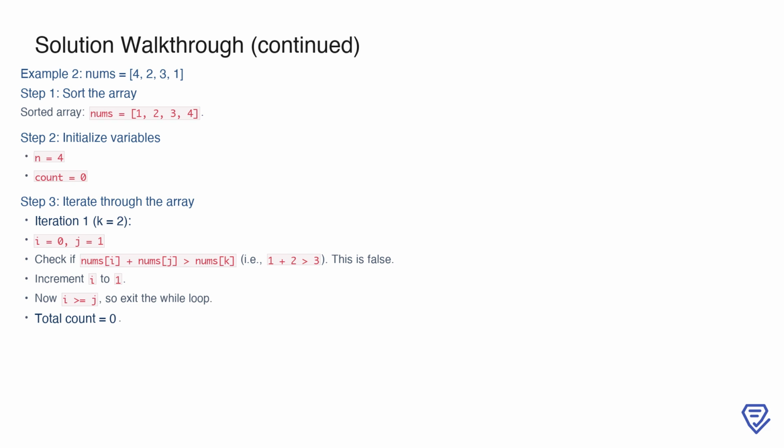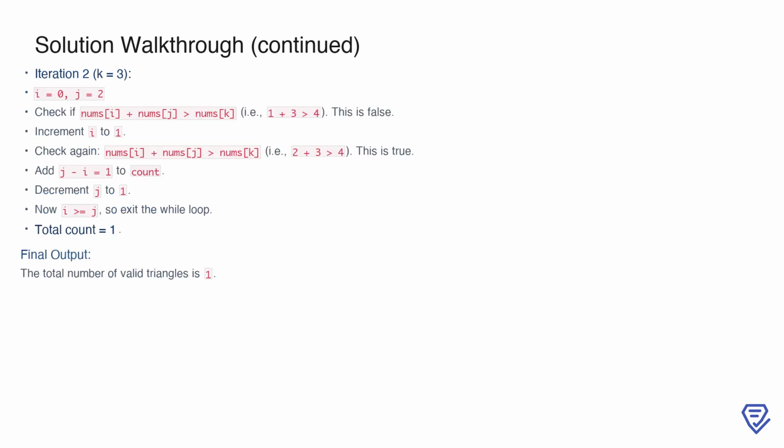We initialize n as 4 and count as 0. We then begin iterating through the array. For the first iteration, where k equals 2, the largest side is 3. The left pointer i is set to 0, and the right pointer j is 1. We check if nums[i] plus nums[j] is greater than nums[k], or 1 plus 2 is greater than 3. This condition is false, so we increment i to 1. At this point, i is no longer less than j, so we exit the while loop. At the end of this iteration, the total count of valid triangles remains 0.